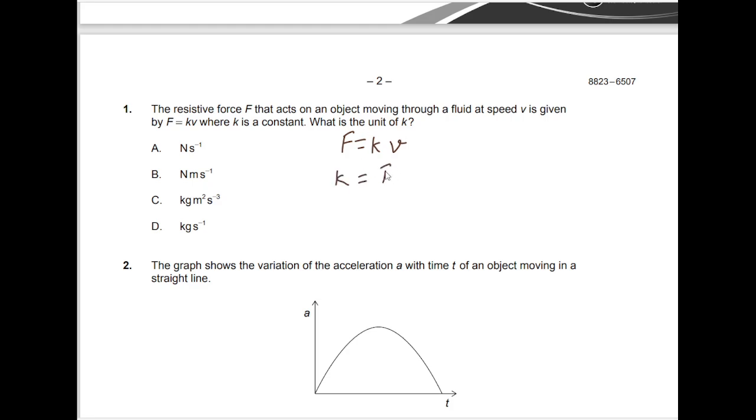So in order to find the unit of K, let's derive its formula from here. It's force over velocity. From Newton's second law, force is mass into acceleration upon velocity. Mass can be written as kg, acceleration is meter per second square, and velocity is meter per second. So meter cancels out and we get kg per second. So this gives us the option D as the correct option.